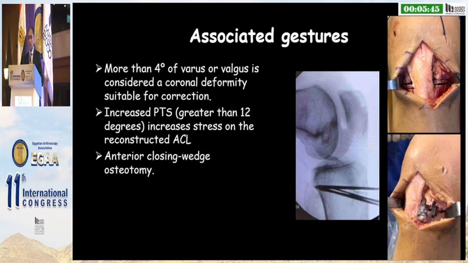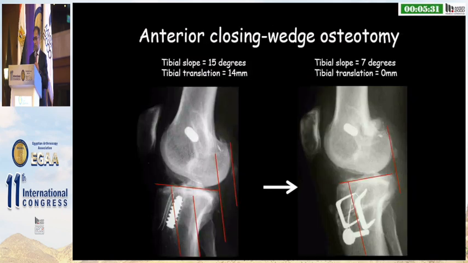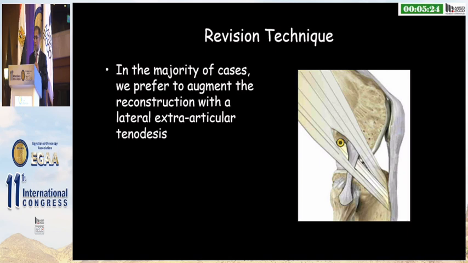Concomitant procedures, as we talked about, closed wedge osteotomy, especially for posterior tibial slope, if it's more than 12 degrees, it's a must. Dr. Qadi would describe it very nicely. And having a closed wedge osteotomy is preferred for repair. In all my revisions, I always add the lateral extra-articular tenodesis to support, especially with an increased pivot test or rotational stability.